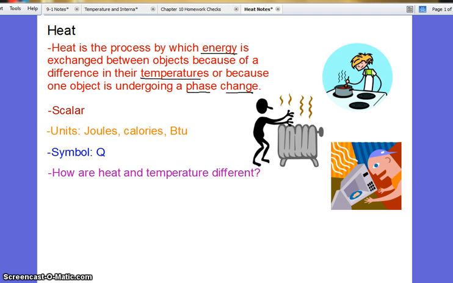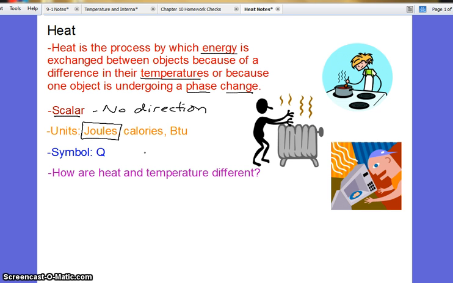Because heat is an energy, it is a scalar. All forms of energy are scalar, has no direction. Heat is measured in units of joules, just like all energy are. There's also the possibility of calories, sometimes used by chemists, and BTUs, used by most times engineers in the United States. BTU stands for British Thermal Unit.